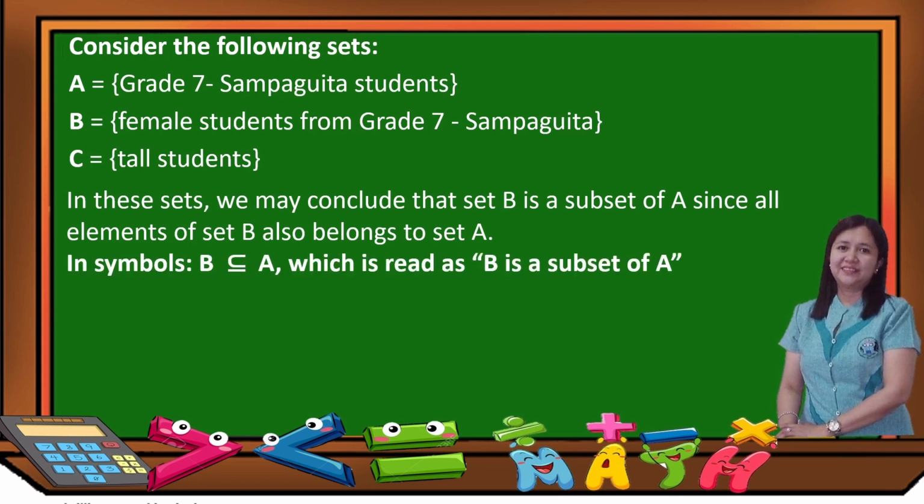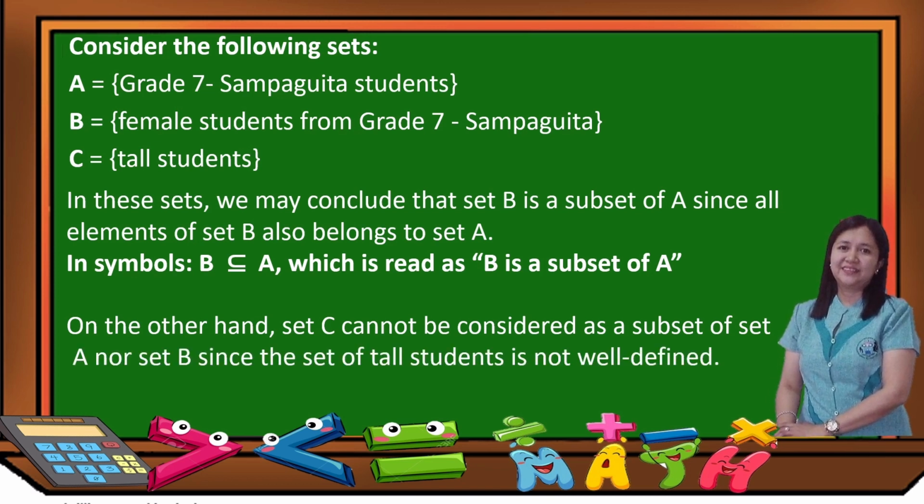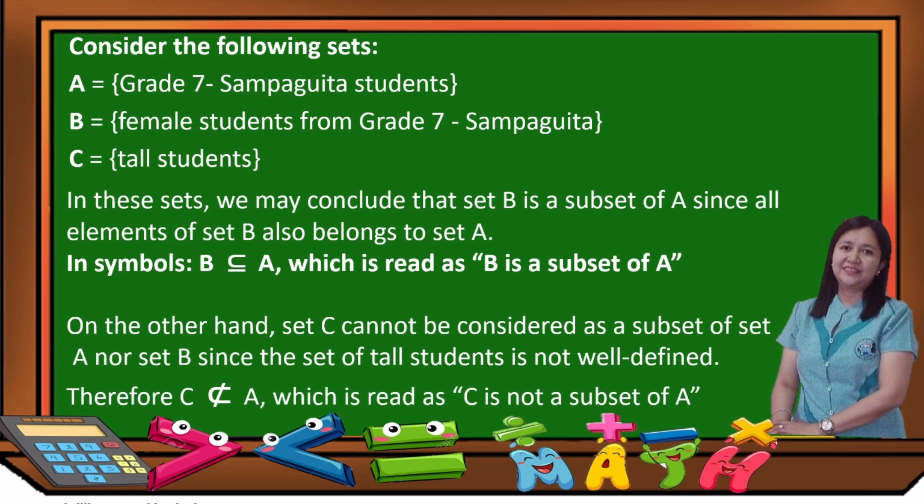Okay. Now, we could have that in symbol. B is a subset of A, meaning female students can be found in set A, which is composed of grade 7 Sampaguita students. On the other hand, set C cannot be considered a subset of set A nor set B, since the set of tall students is not well defined. Can you still recall that? Set of tall students is not well defined. Therefore, C is not a subset of A.